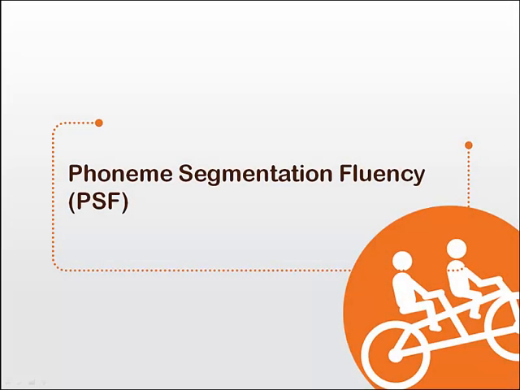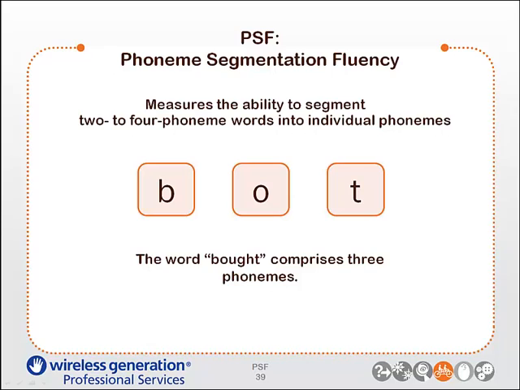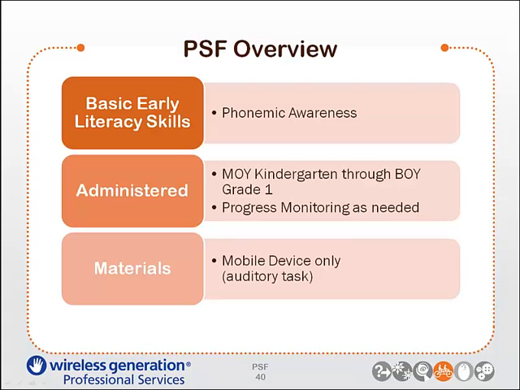Hi, welcome. Today we're going to look at the Phoneme Segmentation Fluency Assessment in mCLASS, also known as PSF. PSF measures the ability to segment 2 to 4 phoneme words into individual phonemes. This assessment is given middle of the year kindergarten through beginning of the year grade 1. However, you can progress monitor this assessment as needed for any grade level. This is an auditory assessment.